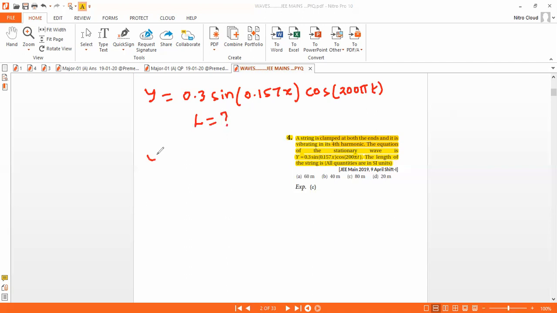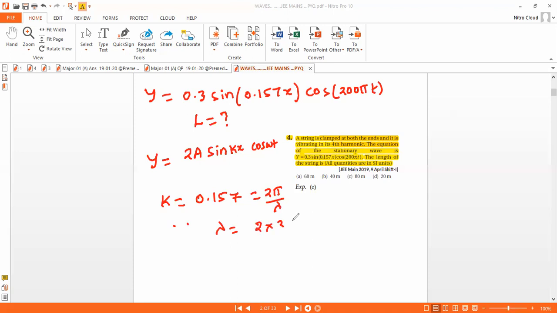It is in the form of the general equation of a stationary wave, which we can write as 2a sine kx cos omega t. So k is equal to 0.157. Since k is equal to 2 pi by lambda, lambda is equal to 2 into 3.14 upon 0.157.